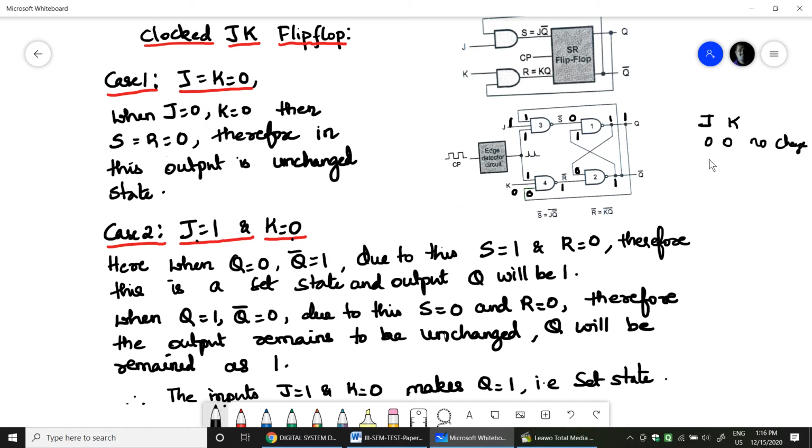When J is 1 and K is 0, so Qn plus 1, the output, would always be equal to 1. The next state will always remain as 1. Now if I assume this as 1, and if we try to see, okay, I'll assume this as 1. Now again the same 1 and 0 is what we have. So if I assume this as 1, and clock pulse is given, both of these are also 1.